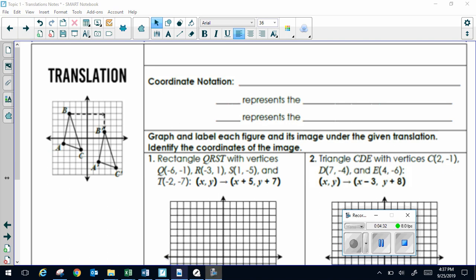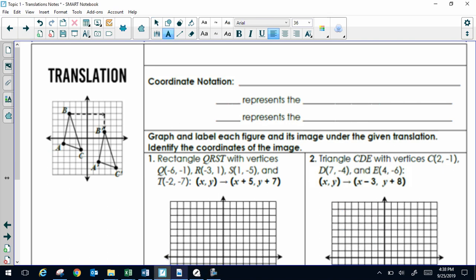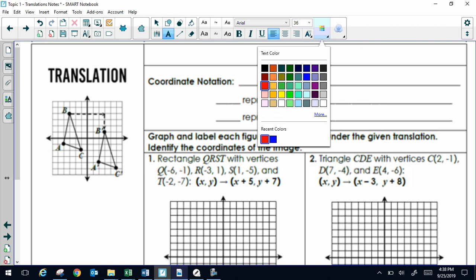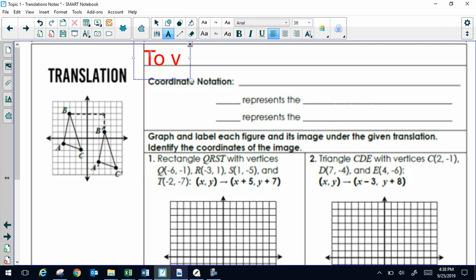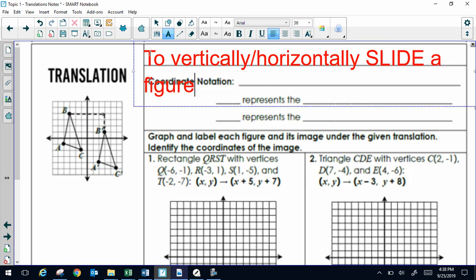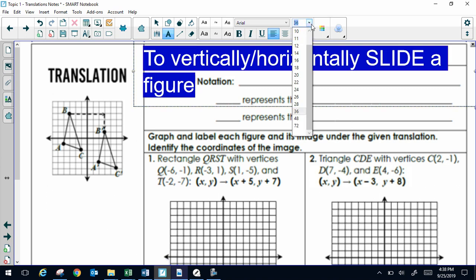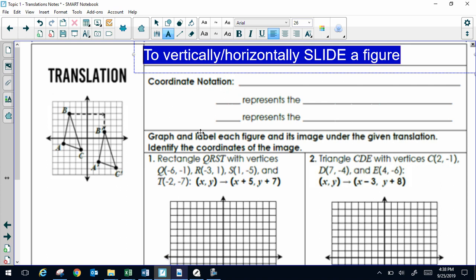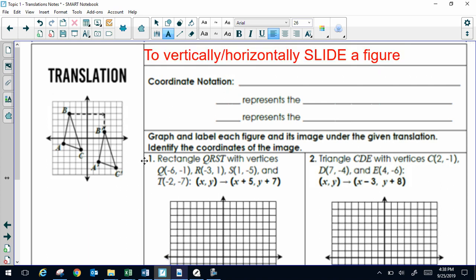A translation is to vertically or horizontally slide a figure. I'm going to make this a little bit smaller so that it fits. So literally it is a slide. It's literally sliding across the picture.